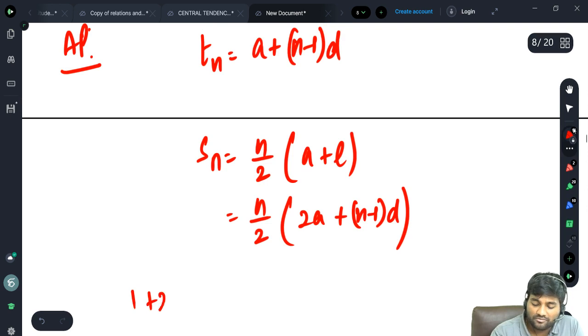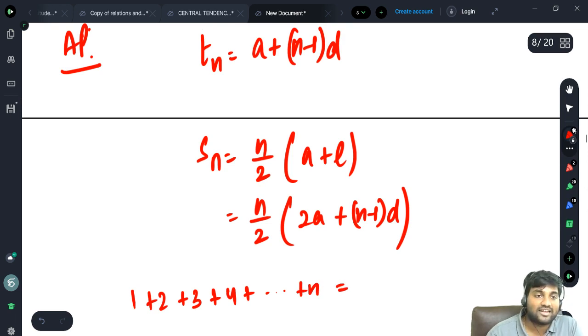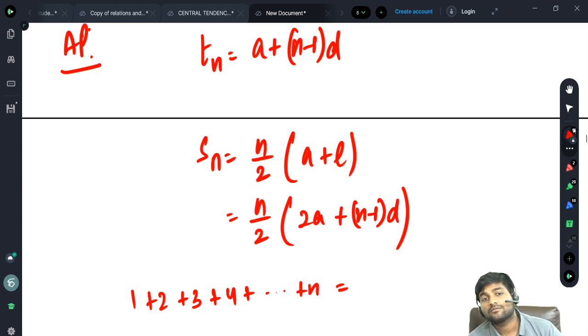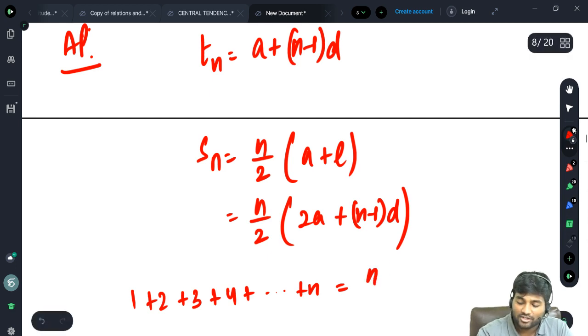Sum of first n natural numbers. Yes, what is the name? Vansh Bed. Yes, tell me. Sum of first n natural numbers. Very good. Excellent. n into (n plus 1) by 2.